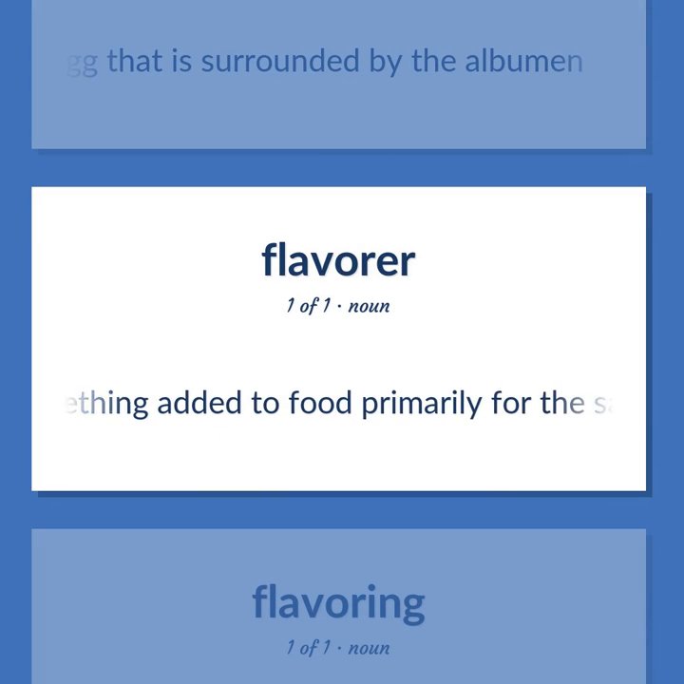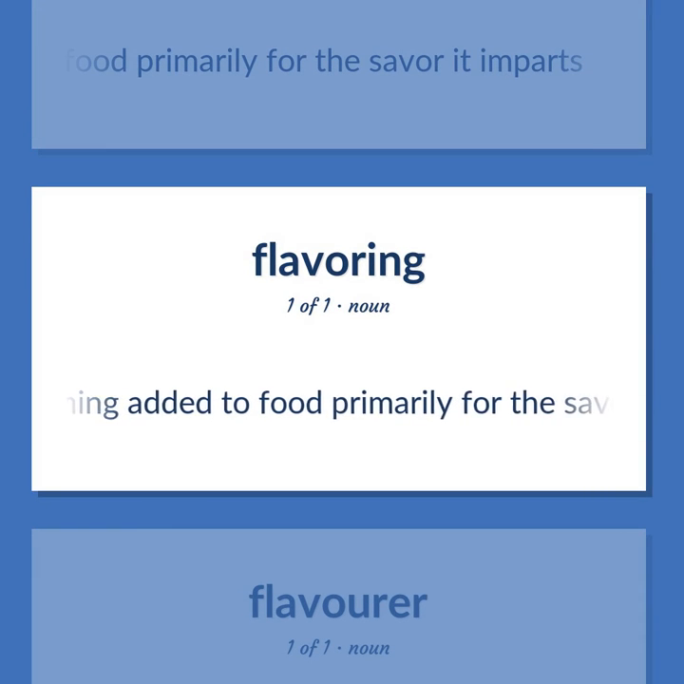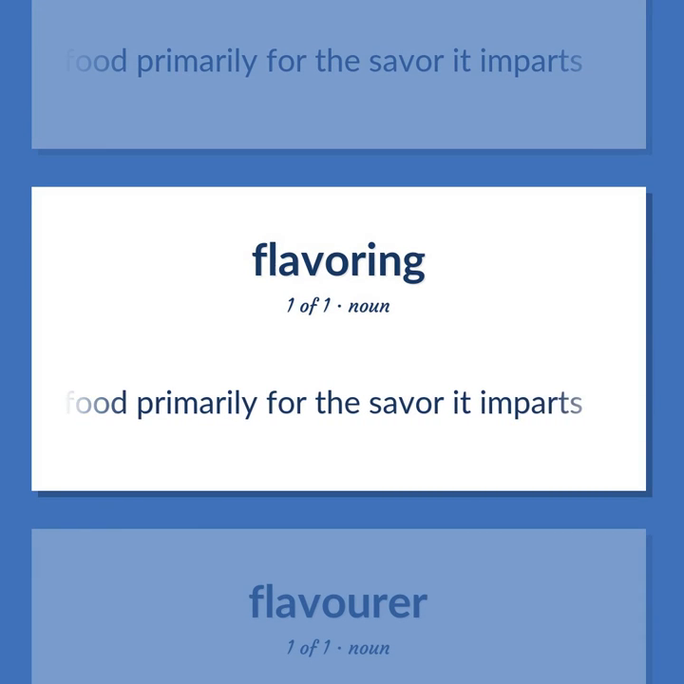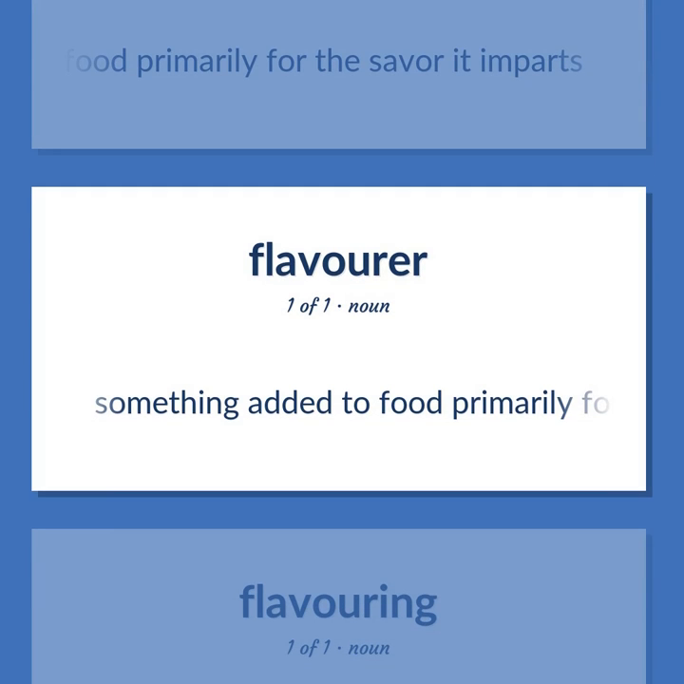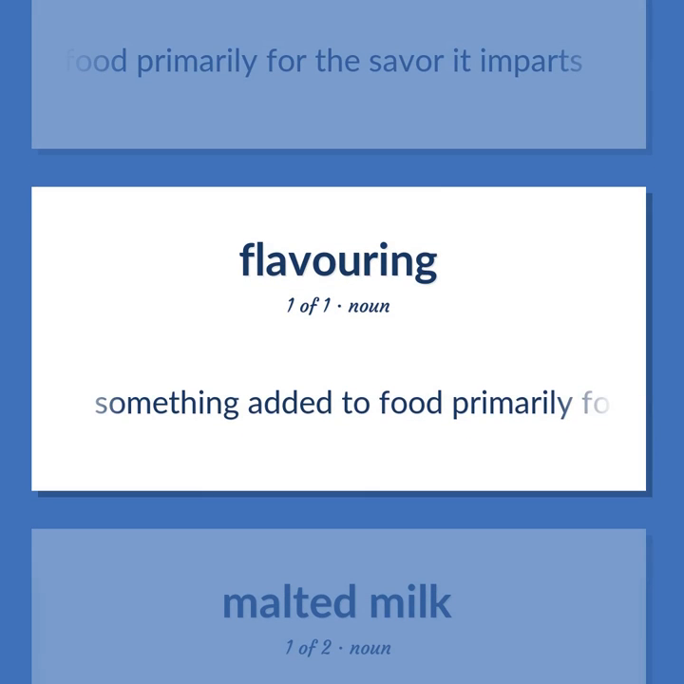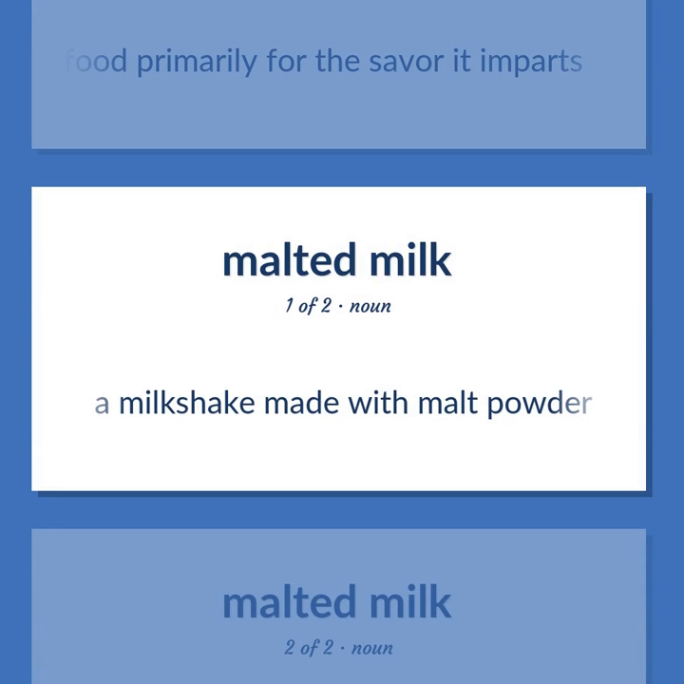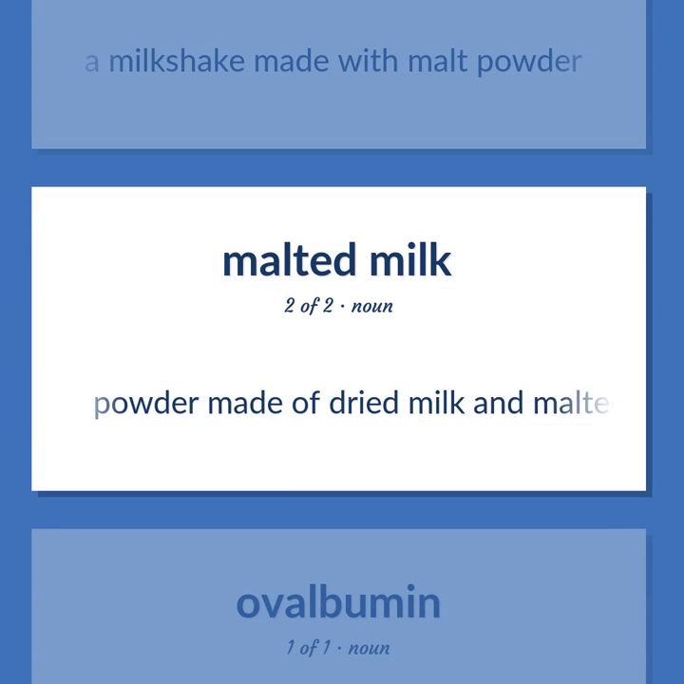Something added to food primarily for the savor it imparts. A milkshake made with malt powder. Powder made of dried milk and malted cereals.